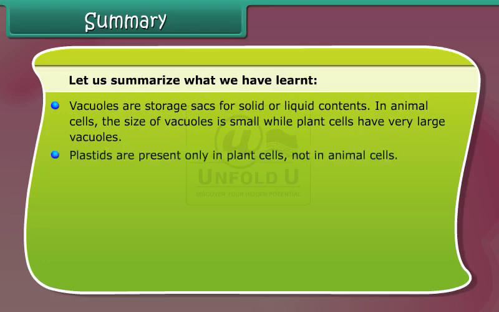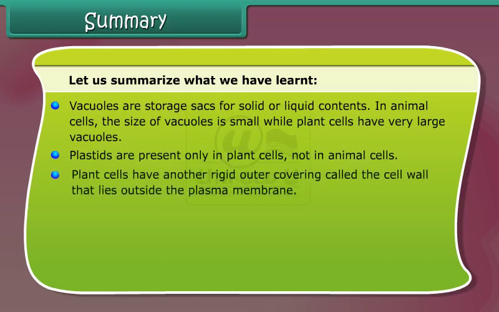Plastids are present only in plant cells, not in animal cells. Plant cells have another rigid outer covering called the cell wall that lies outside the plasma membrane. The plant cell wall is mainly composed of cellulose and provides strength to the cell.